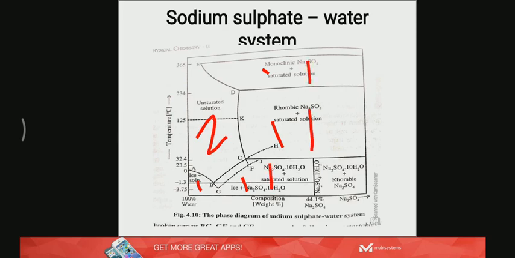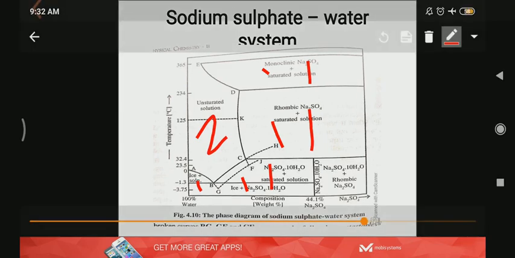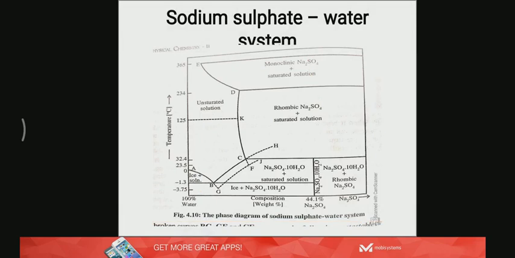And now let's see what are the invariant points or triple points here. Before that, you can see there are some broken lines also in this phase diagram. We can call them metastable equilibria, as you know. When there is supercooling, when there is careful cooling of the system, we get such metastable equilibria. One is this broken line BG.